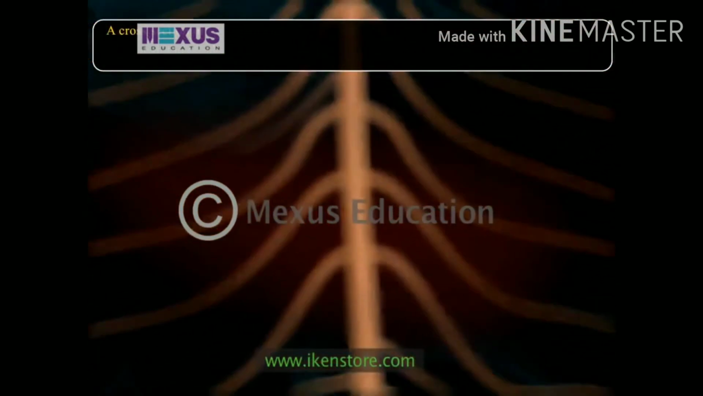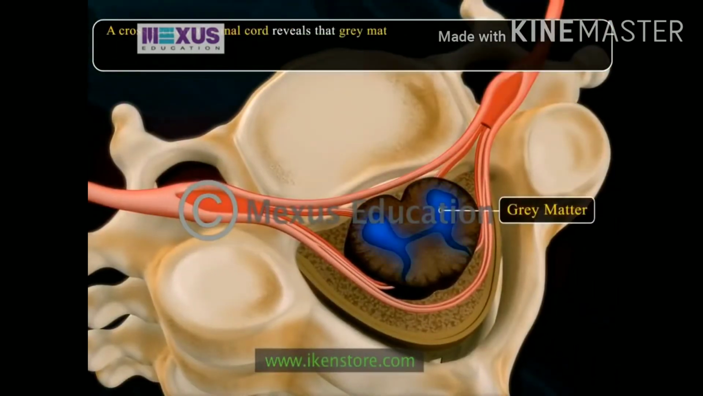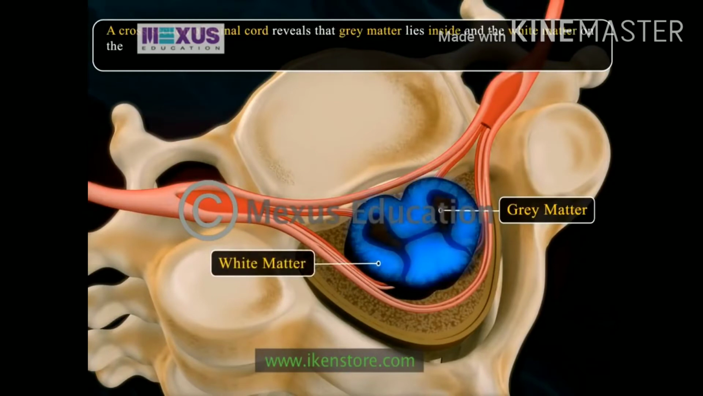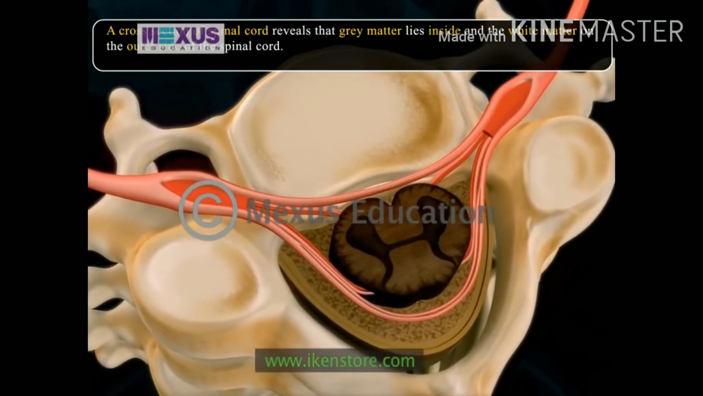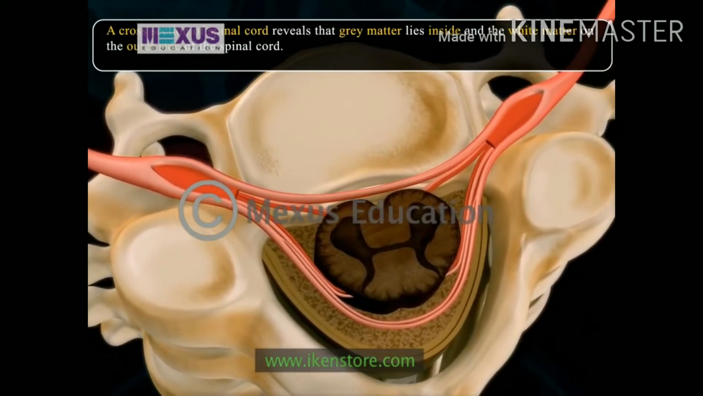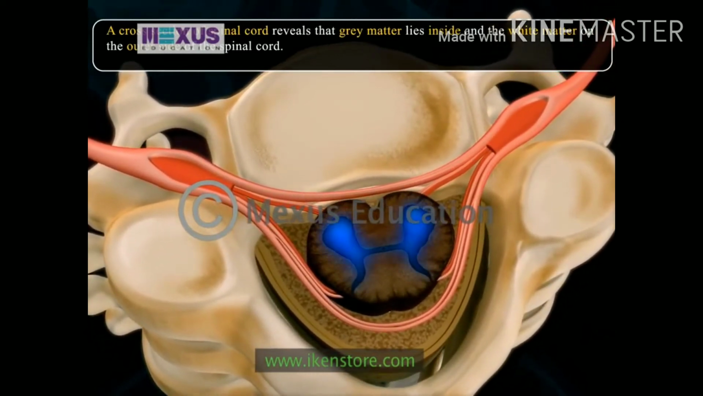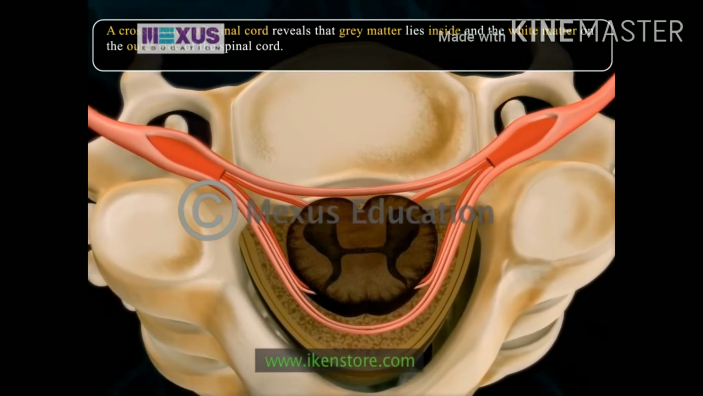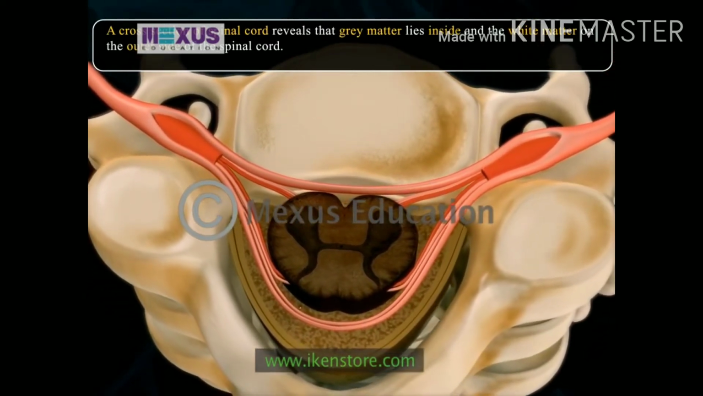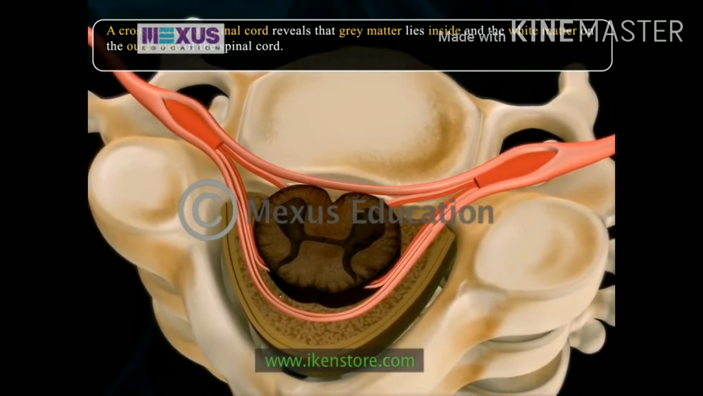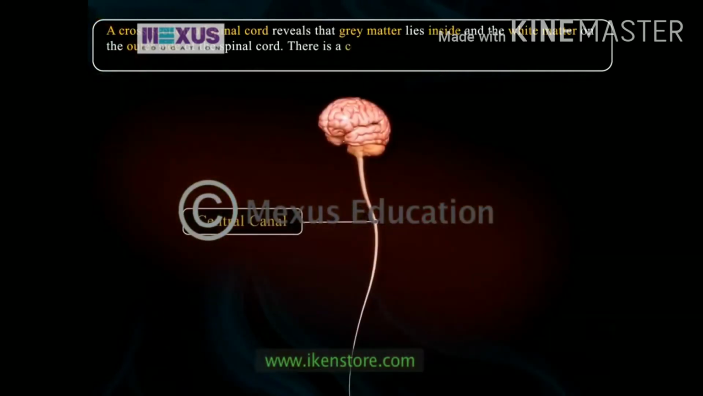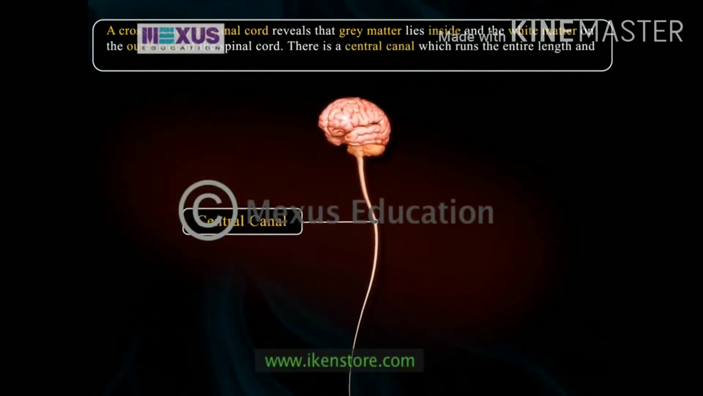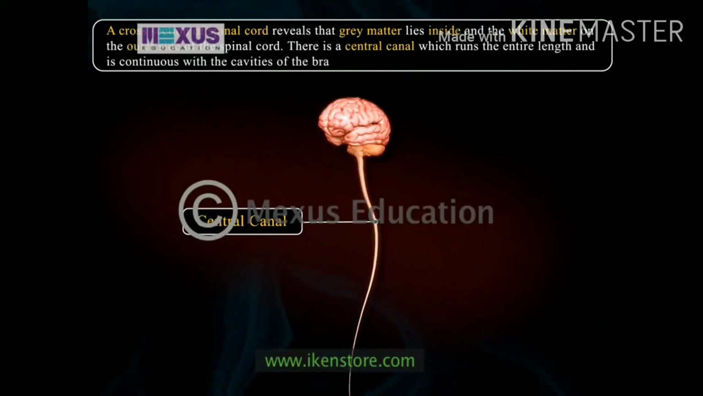A cross-section of spinal cord reveals that grey matter lies inside and the white matter on the outer side of the spinal cord. The grey matter is composed of neuron cell bodies, and in a cross-sectional cut, it appears as a dark stained, H-shaped central area. The white matter contains axons running longitudinally to and from the brain and even crossing from one side to the other. There is a central canal which runs the entire length and is continuous with the cavities of the brain.